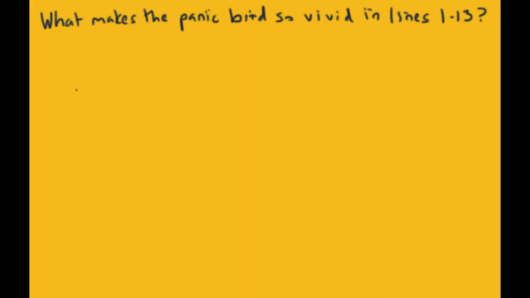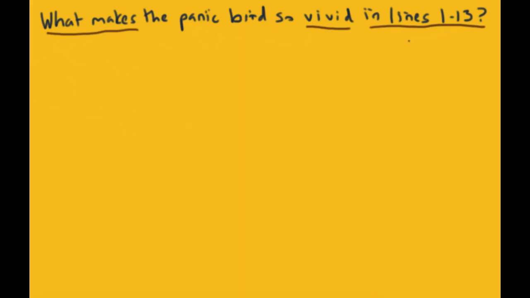Okay, before we get into it, I just want to highlight the question which I pulled off the exam paper with this poem, and I want to just highlight a couple of things. If you just read the question there, what makes the panic bird so vivid in lines 1 to 13? What are the key things that you can pull out of that question to make sure that we're answering it correctly? Well, what makes is something that I would highlight. Vivid and in lines 1 to 13 is very important here.